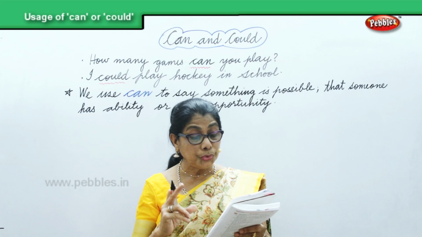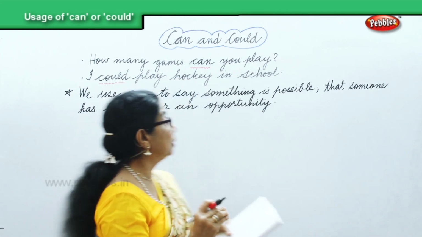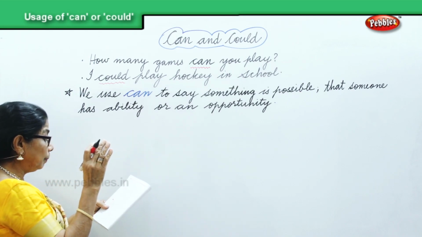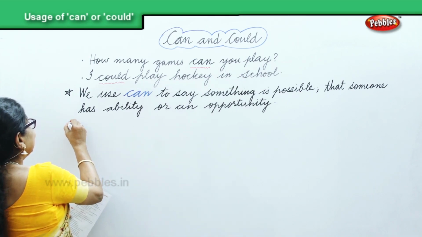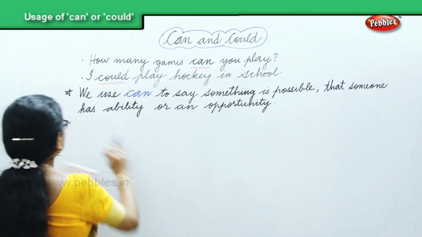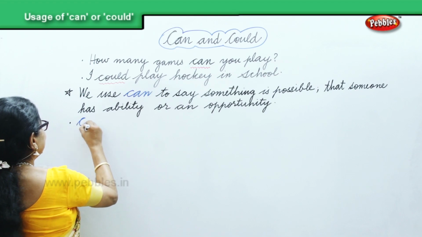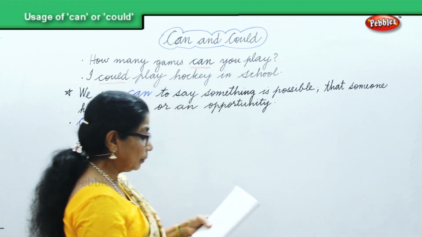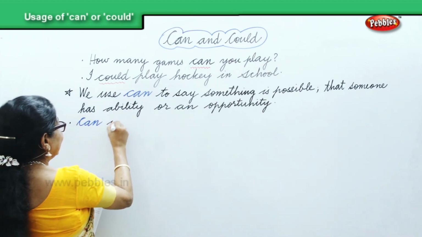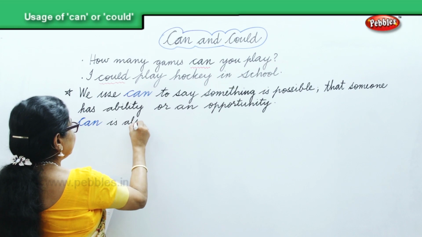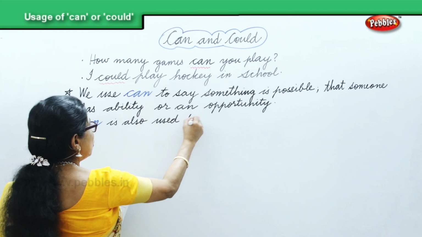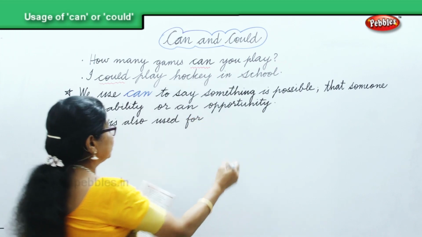Can is also used for permission. So, we use can to say something is possible. Another one is can is also used for permission.